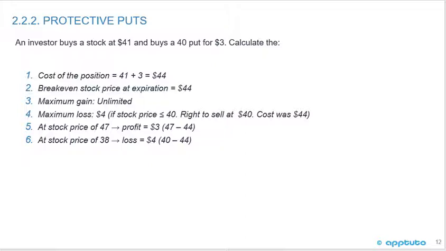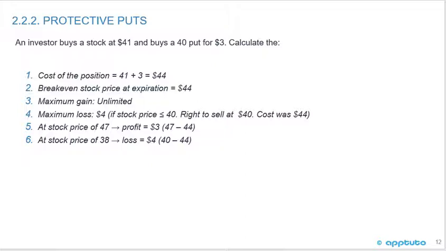If the stock price is at 38, I have a loss of $4, which is my break even is 44, and I have the right but not the obligation to sell at 40. Okay, so I'd have the loss of $4. That's my maximum loss. Okay, I could exercise the option.